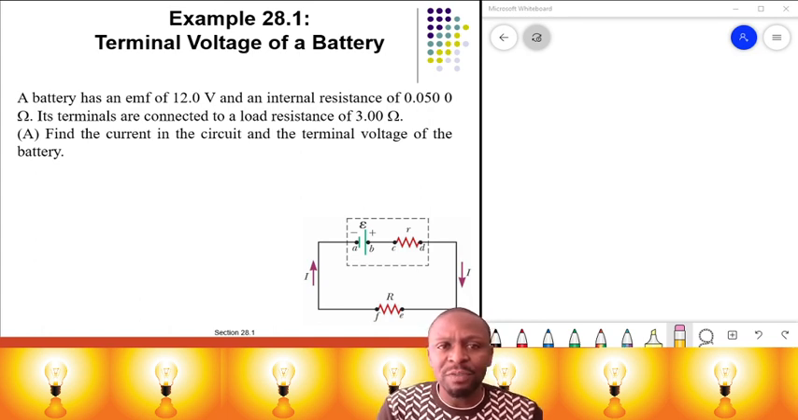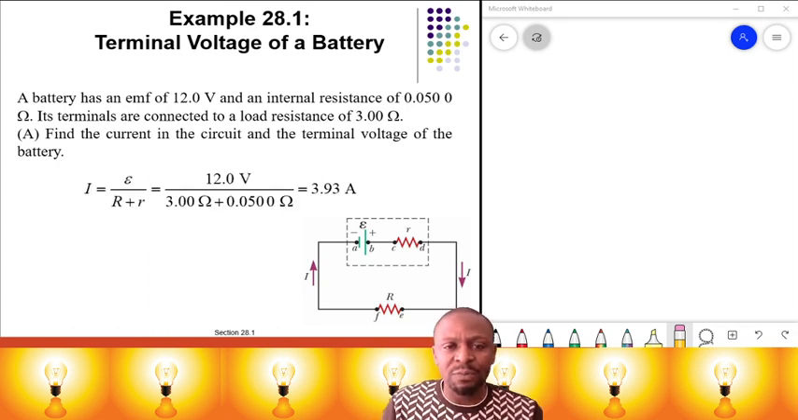Right, now let us also do the following example. The battery has an EMF of 12.0 volts and an internal resistance of 0.0500 ohms. Its terminals are connected to a load resistor of 3.00 ohms. A, find the current in the circuit and the terminal voltage of the battery. So this is very simple, because we know the equation of the current. The current is just given by this equation here.